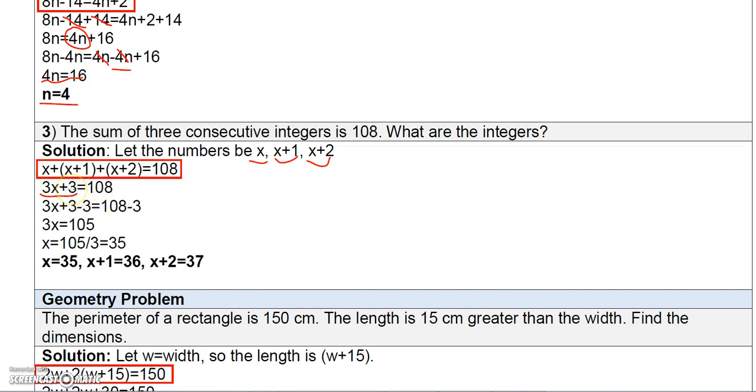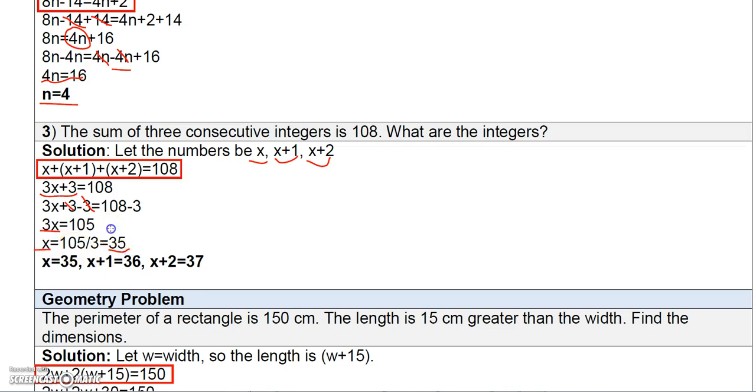And now all you have to do is subtract 3 from both sides so that you can cancel this 3 right here. And then on the right-hand side, you get 108 minus 3, which is 105. So you've got 3x left over here on the left. So 3x equals 105. Now all you have to do to solve for x is divide both sides by 3. So if I divide 3x by 3, I get x. And if I divide 105 by 3, you get 35.